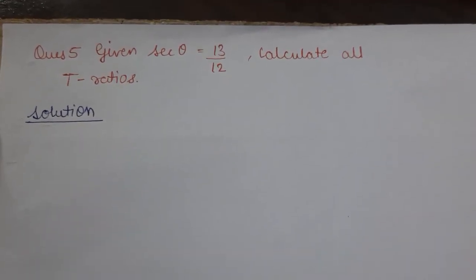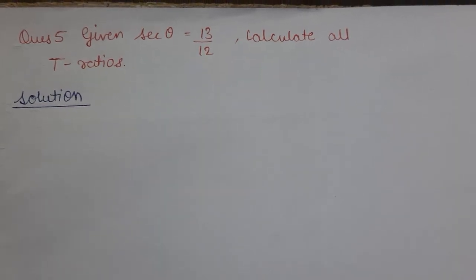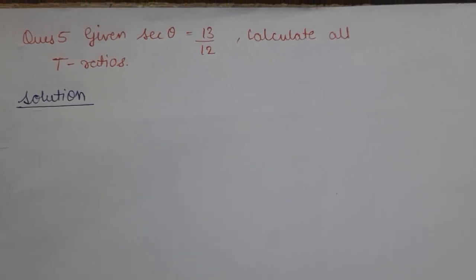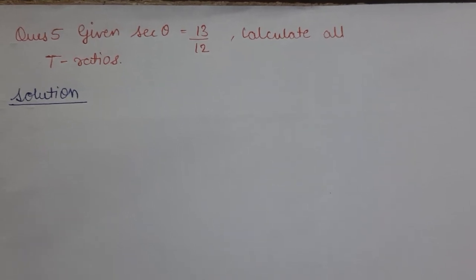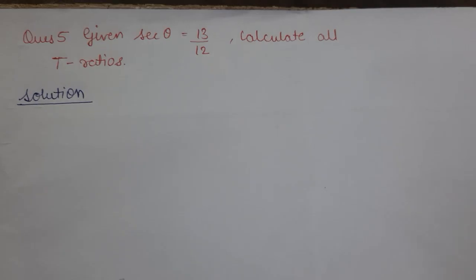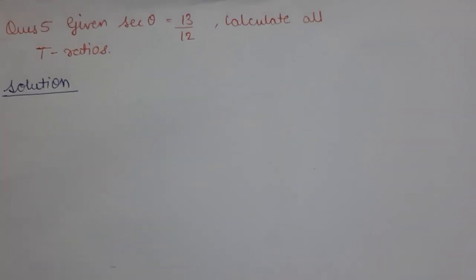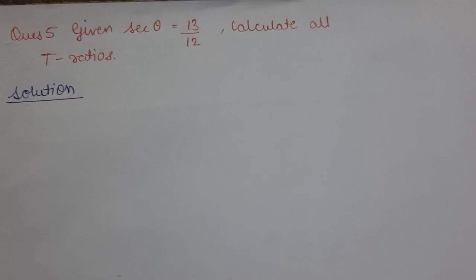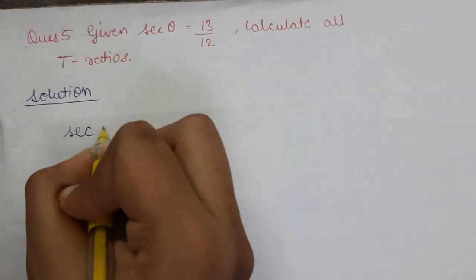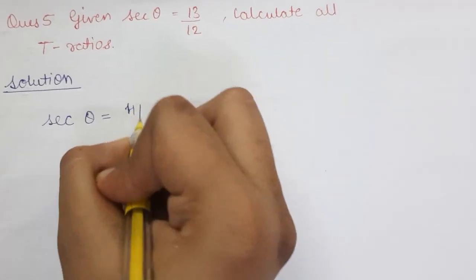So let's begin with the last question we'll be solving in this video, question number 5 from the same exercise. It is asked in the question to calculate the T ratios. T ratios is an abbreviation used for trigonometric ratios. You will find this term T ratios in good reference books such as R.D. Sharma or R.S. Agarwal. It is given that sec theta is 13 by 12. We need to calculate the rest of the T ratios. We know that sec theta is always equal to hypotenuse upon base.